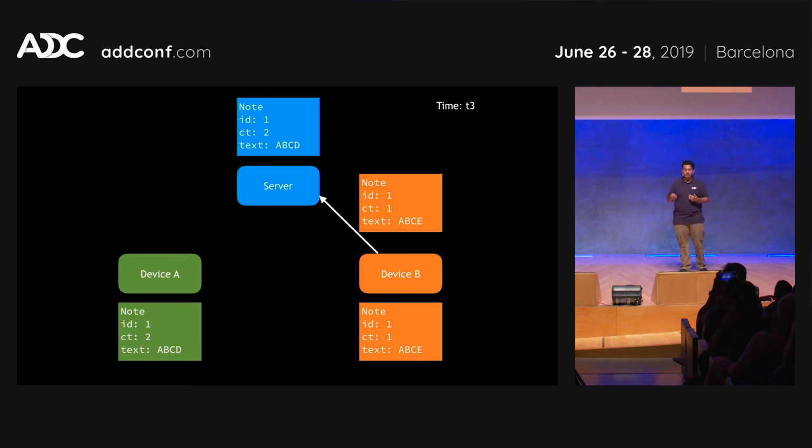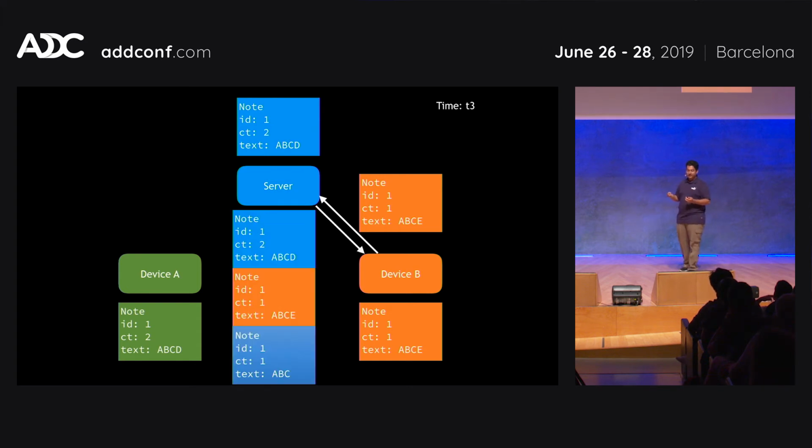Now, at time t3, device B, which was offline, says, OK, I'm going to modify that note to be ABCE, right? And tries to send that to the server. Now, the server is going to say, hey, you think you have change token 1, but I know that the latest one is 2, so I'm going to reject this request. And it's going to end up rejecting it with three things. First, the version of the note that device B sent it. Second, the version of the note that's the latest version according to the server. And third, the common ancestor between the two, right?